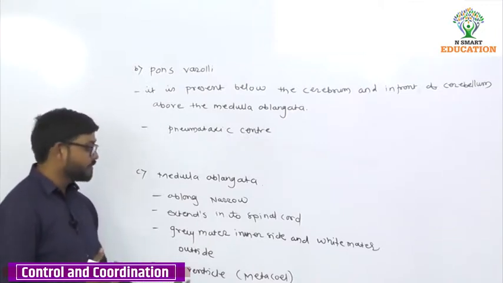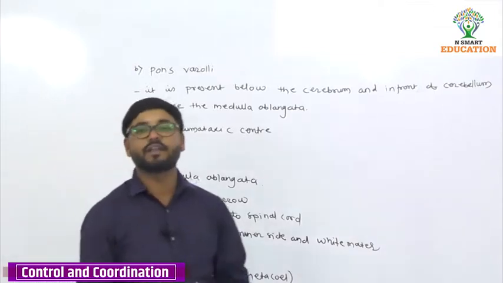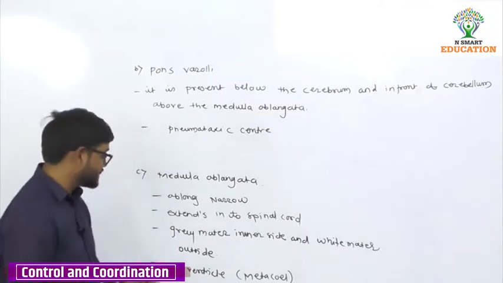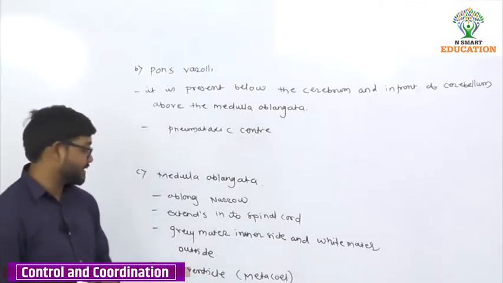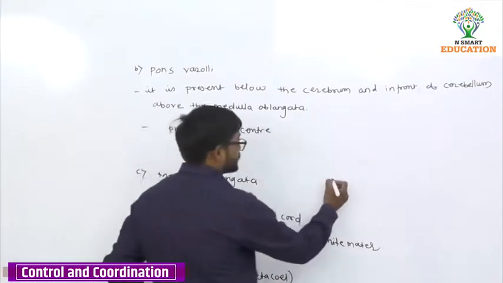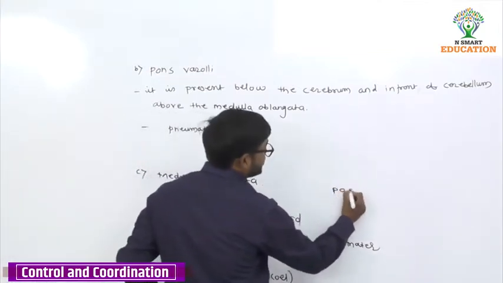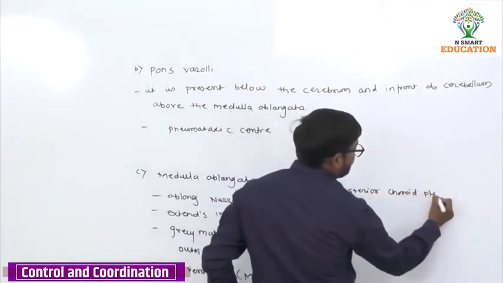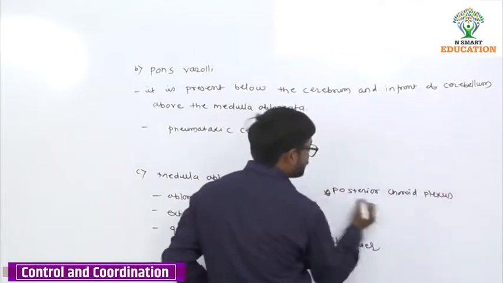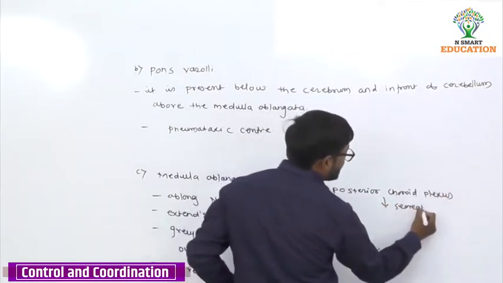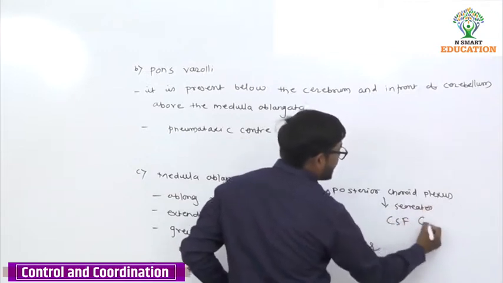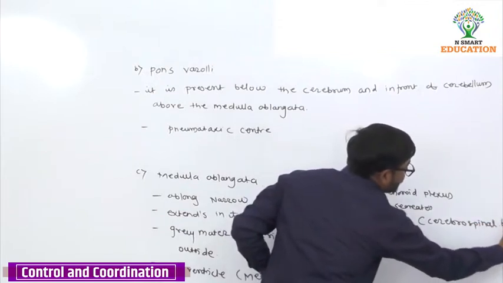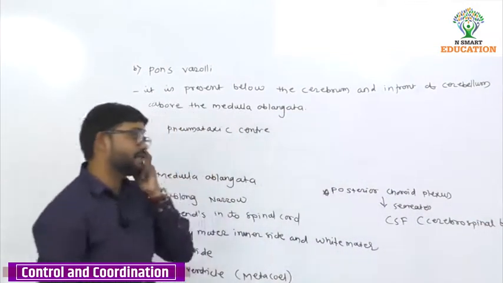Also present here is the fourth ventricle, which is called the metacoele. Also present here is the posterior choroid plexus, very important. What is present here in the medulla oblongata is called the posterior choroid plexus. You know what it secretes? It secretes CSF, that is cerebrospinal fluid. What does it secrete? CSF.